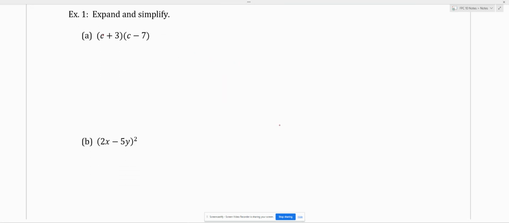So again, I take my first term and I multiply it by both terms in the second polynomial, another binomial here. So my first multiplication with this arrow is representing c times c, which is c squared. And my second multiplication is going to be c times -7, which is going to give me a -7c. We always put our numbers in front and careful with signs.